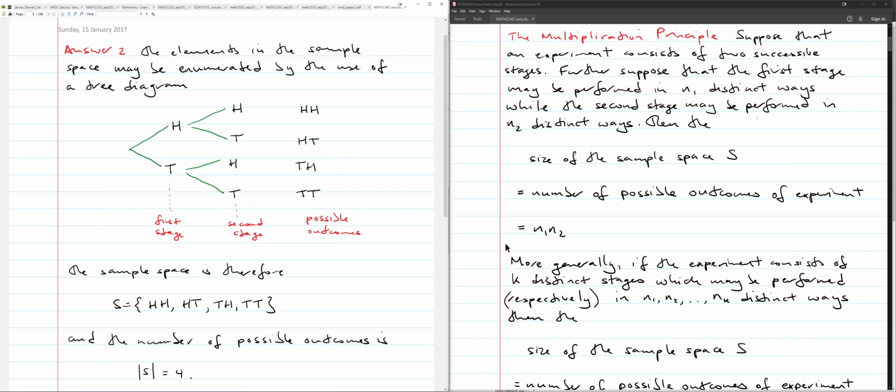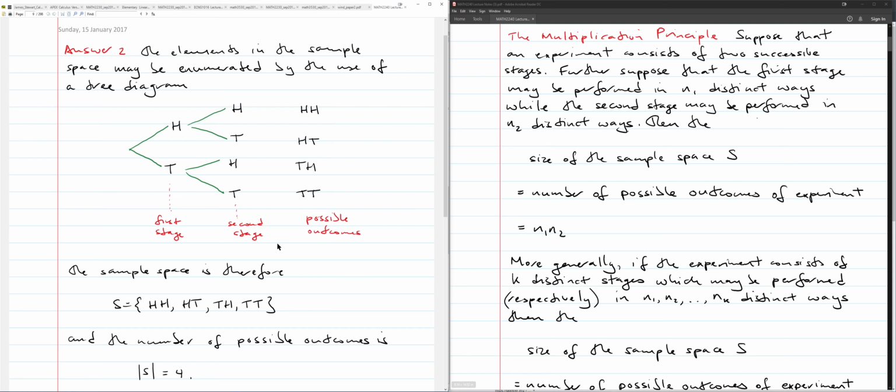Our next way to look at this intuitively is: you have 1 over here, and for each one over here, you have n2 of these. And for this one over here, you have n2 of these, but you have n1 of these over here. So your total number is going to be n1 times n2. That's if you have a two-stage experiment.